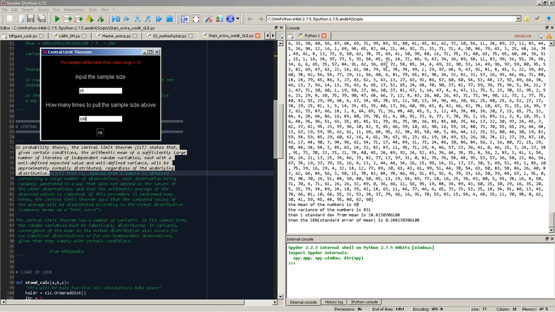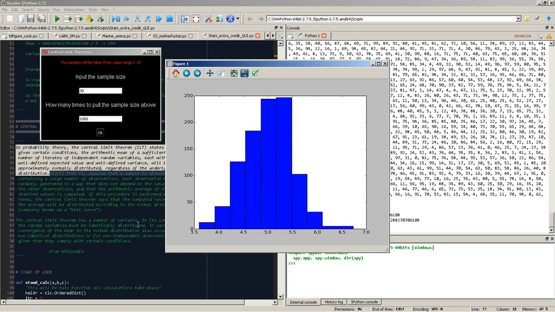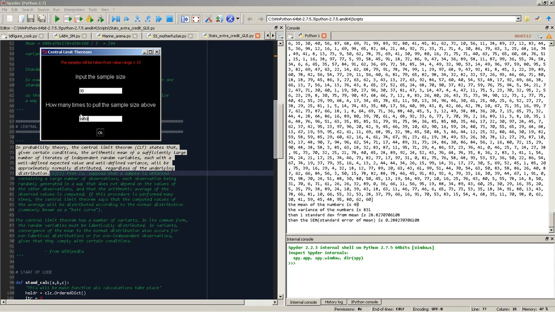Let's go up a little further. 30 is what they say is normal. Let's do 1,000 times. This should give us something more reasonable to work with. Okay. So we're from 3.5 to 6.5, and we're seeing closer to the real mean that we should expect, and a better normal distribution looking.